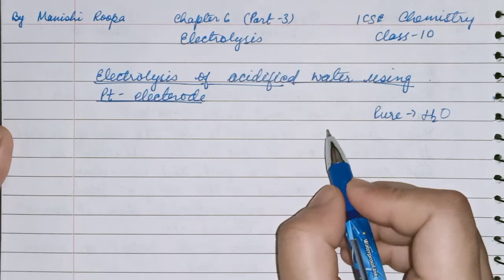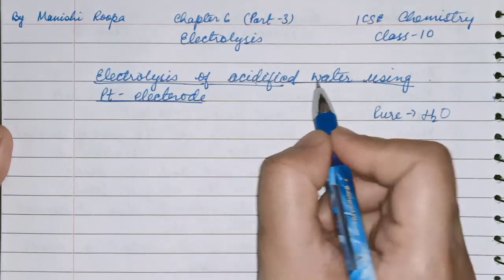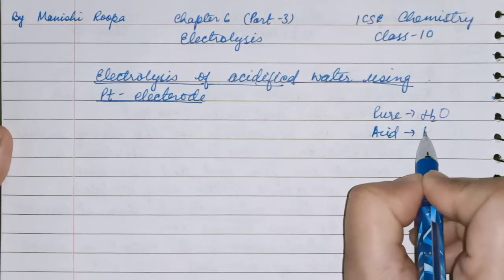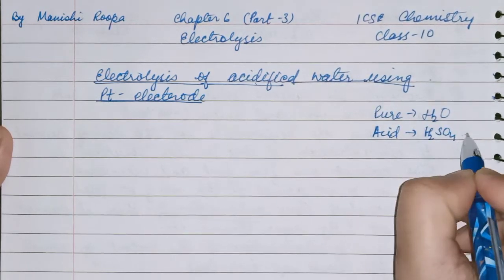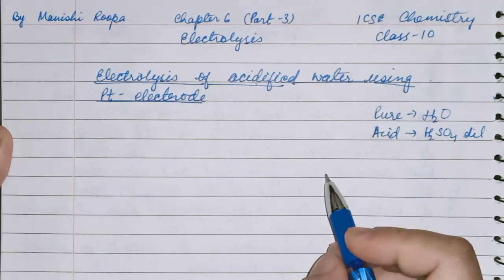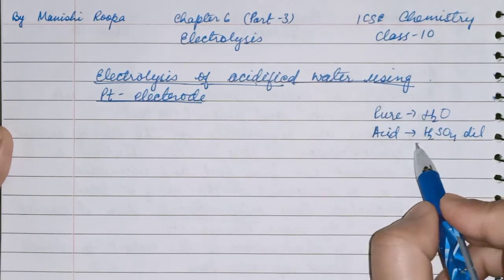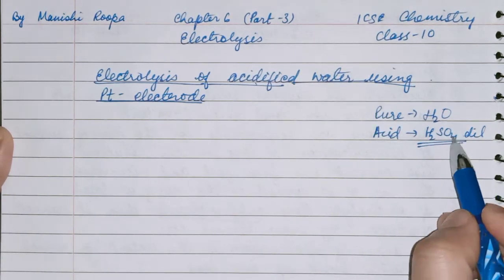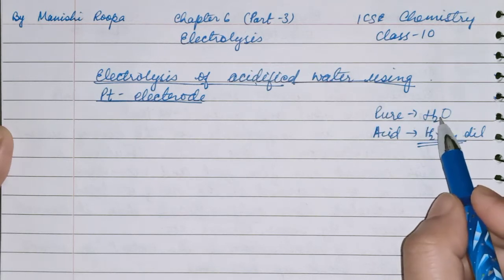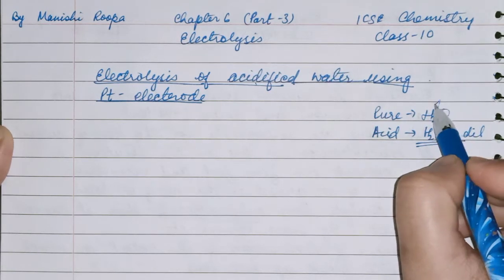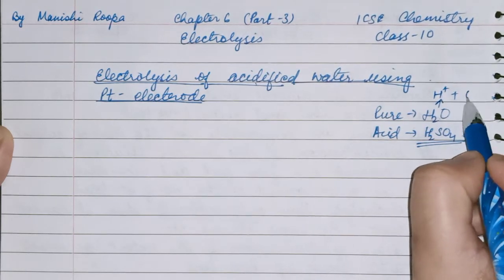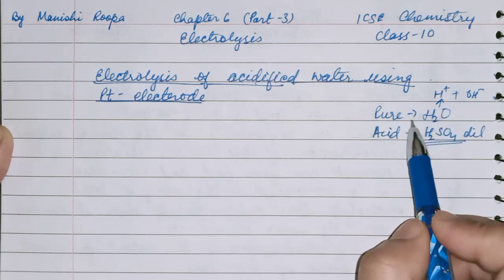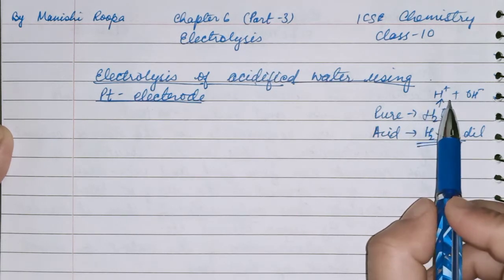So that's why we add some acid. Acidified water means we are adding some acid, so that this water dissociates into its ions. Here we are using the acid H2SO4. When H2SO4 is slightly added to H2O, then this H2O dissociates into H plus and OH minus ions. If you are not adding this acid, then pure water will not dissociate into its ions.